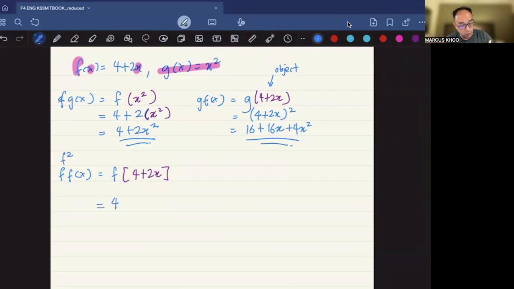So this will be 4 plus 2, and then I'm going to put the object 4 plus 2x. Okay, I know this is very fast, but it takes some getting used to.